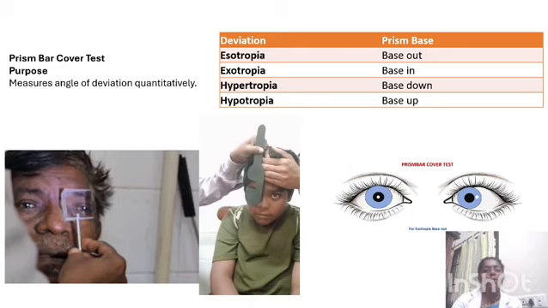For esotropia, a base out prism is used because it moves the image towards the apex and neutralizes the inward deviation. For exotropia, a base in prism is used to neutralize the outward deviation. For hypertropia, a base down prism is placed before the hypertropic eye. For hypotropia, a base up prism is used.